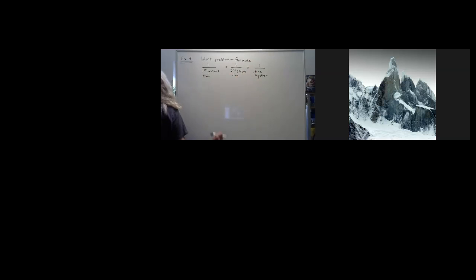So we know that it took Trent 30 minutes. So I'm simply going to do 1 over 30. That's Trent. It also took Martin 20 minutes to do the same thing. So that would be 1 over 20.